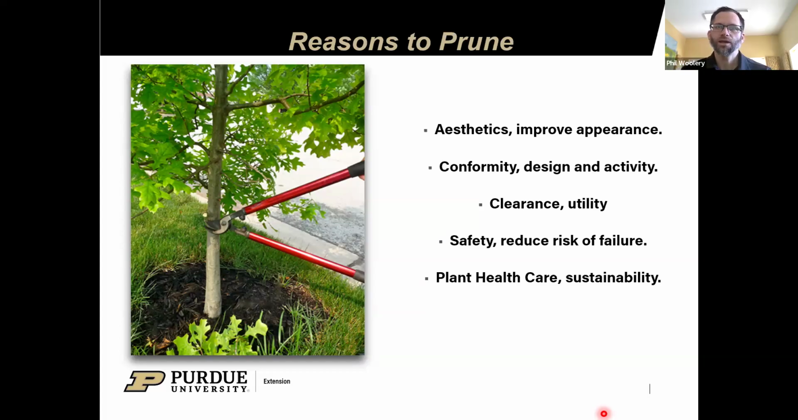pruning is a way we can maintain that tree on the landscape for a longer time. So it's an investment to plant a tree, and you want to maximize that investment. So with the proper care, we can set the tree up for success, and have a longer lifespan and lower costs in maintenance if we do some stuff early on.